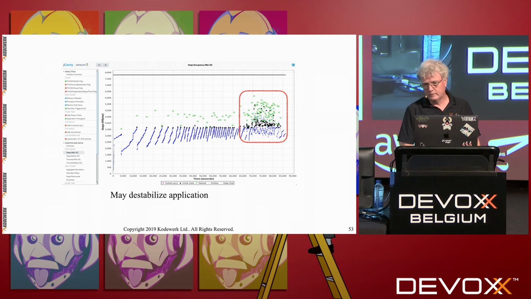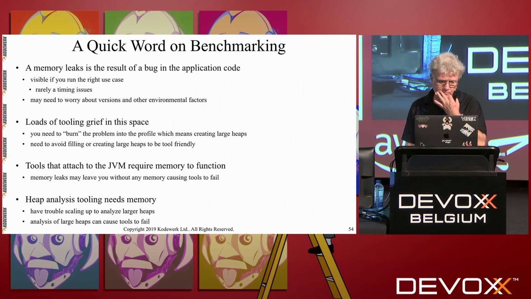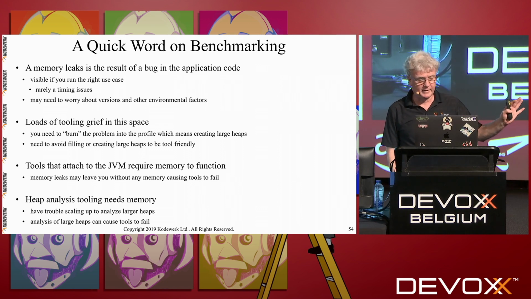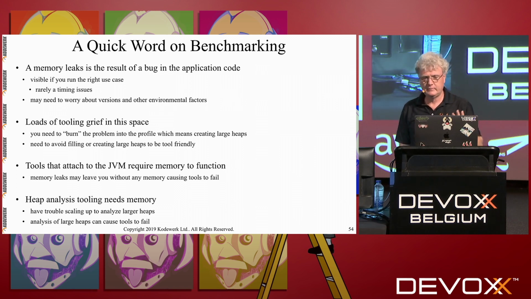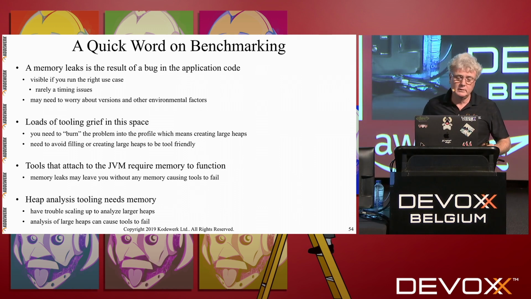Okay. So, a quick word on benchmarking. A memory leak is the result of a bug in the application code, and it's visible if you run the correct use case. Rarely do we have timing issues with these types of benchmarks. You may need to worry about versions and other environmental factors. When you're setting up a reproducible test case for a memory leak, it tends to be a lot easier than some of the other performance issues we have to worry about. In other words, we just need to be running the right use case, and it's going to be visible because this is a bug in our code.